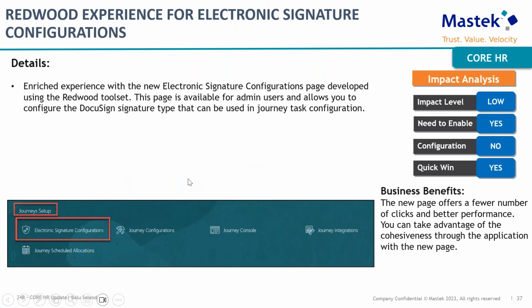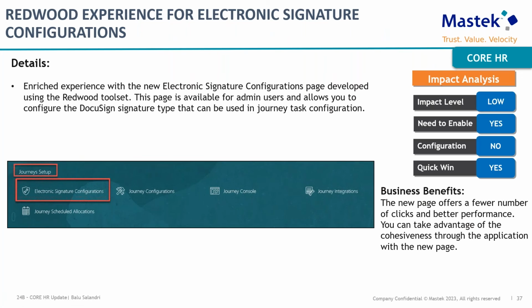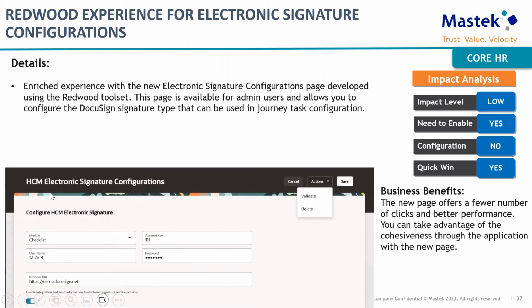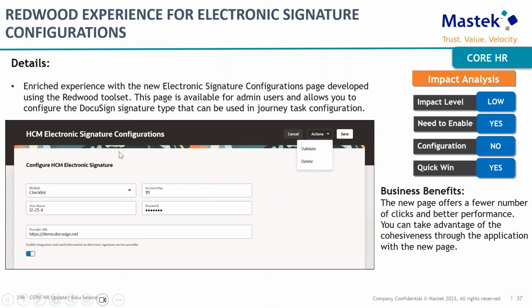The next feature is in journeys again, the Redwood experience for electronic signature configurations. This is just like the HCM electronic signature configurations that we had earlier. With this electronic signature configurations page developed using the Redwood toolset, this page will be available for admin users and allows you to create and configure the DocuSign signature type that can be used in journeys task configuration.